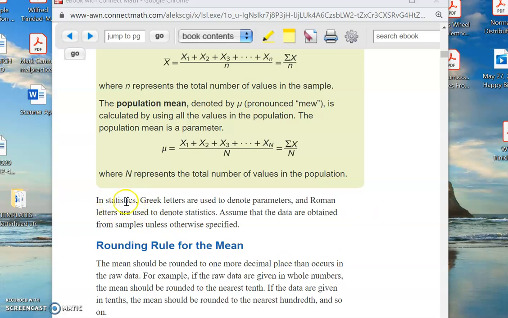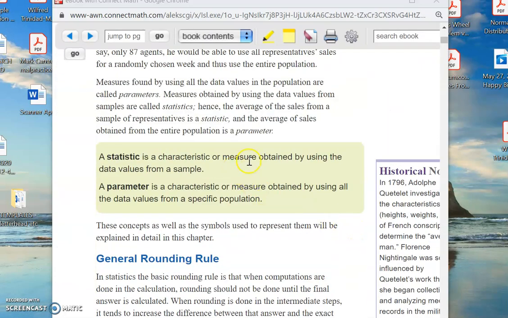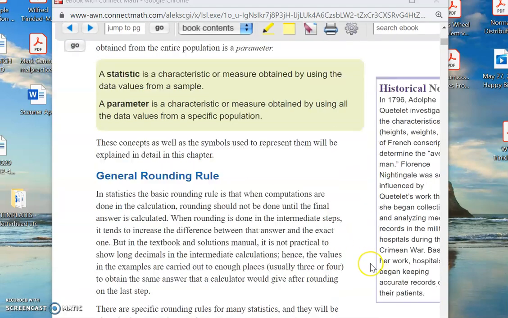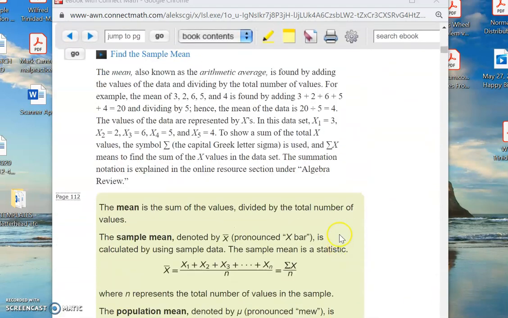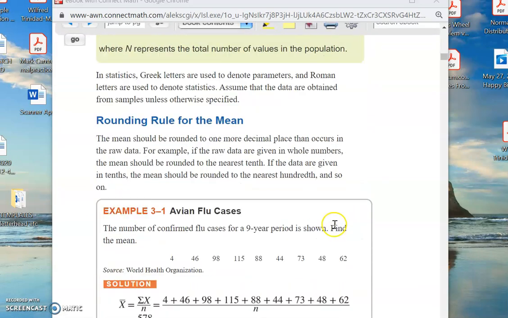When he says in statistics, what he's saying is in the science of statistics. So in the science of statistics, Greek letters are used to denote parameters. Roman letters are used to denote statistics. In other words, statistics being a characteristic of a sample. Okay, so I'm sorry that we use the same word to mean two different things. It can absolutely drive you crazy, but that's just the way it is.